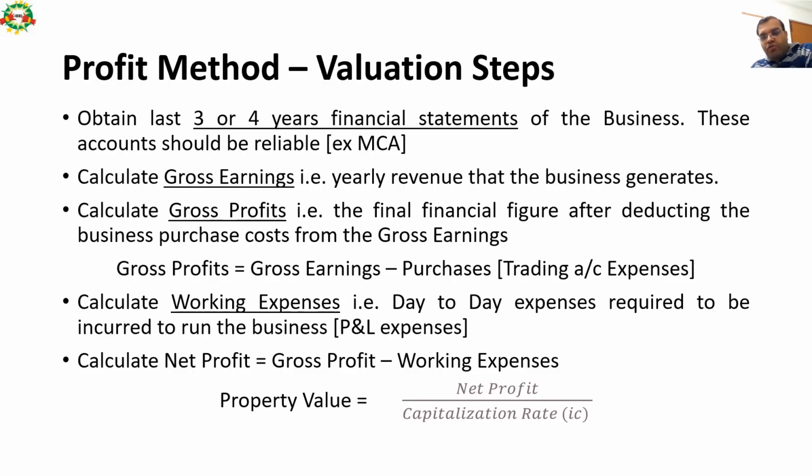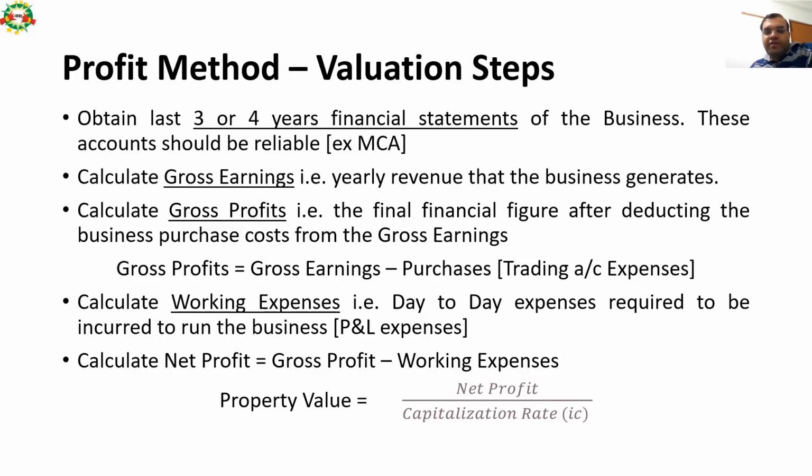So there are two accounts, the trading account and the P&L account. These details we will discuss in an upcoming session on business accounting and valuation, which carries, I think, 2 or 3 marks in the IBBI syllabus, right? For simple understanding, gross earning is the total earning in the balance sheet, and the purchases are the expense of the trading account. Deducting purchases from the gross earning gives us the gross profit.